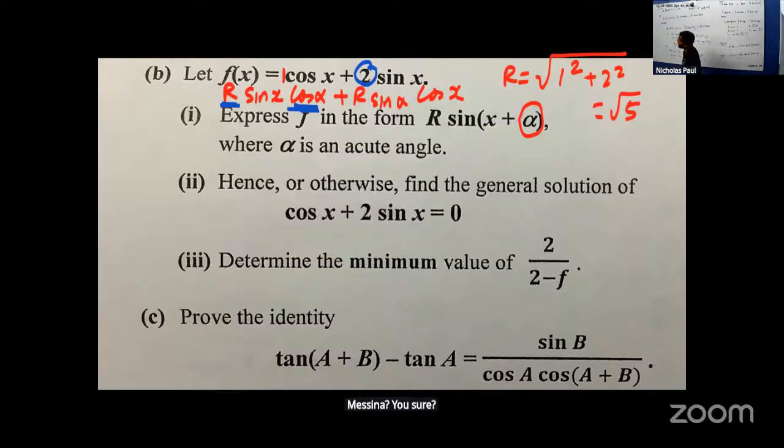Go ahead, find alpha and then find the general solution. So you can use R cos alpha is 2 and find alpha, and then use the new form to find the general solution. Or you can leave it on the board if anybody is confused.